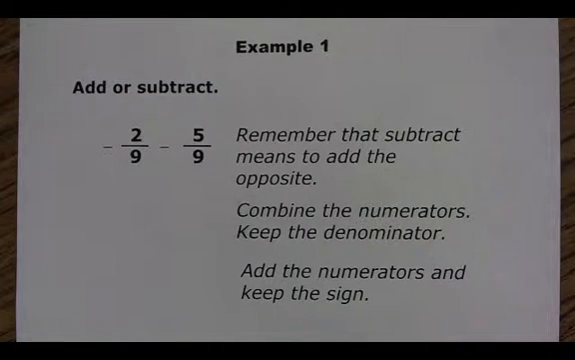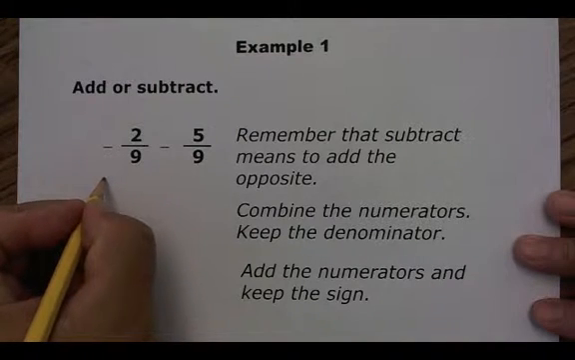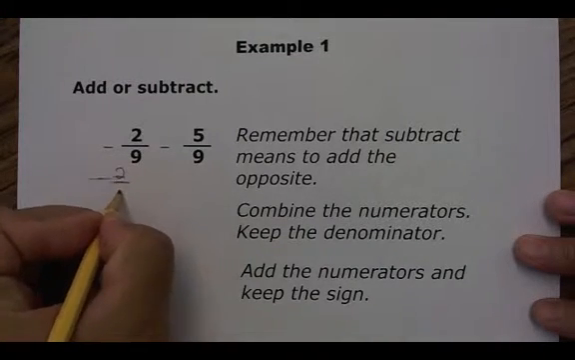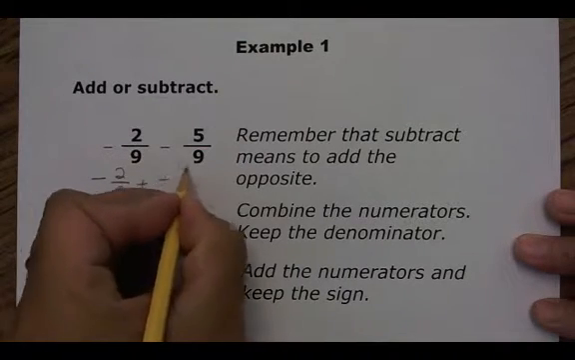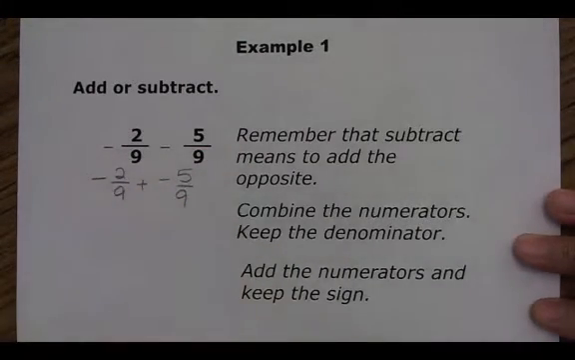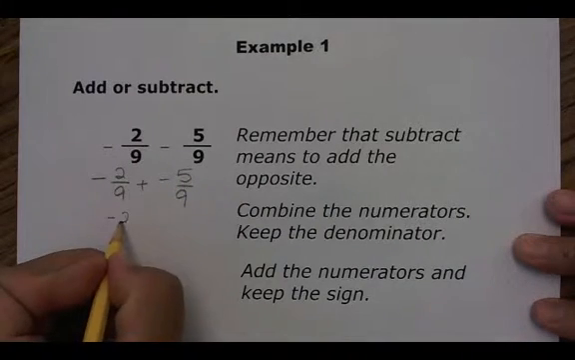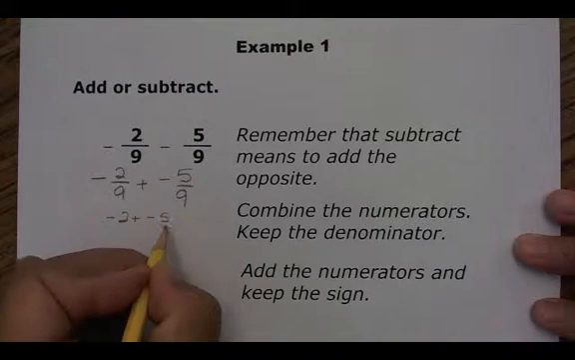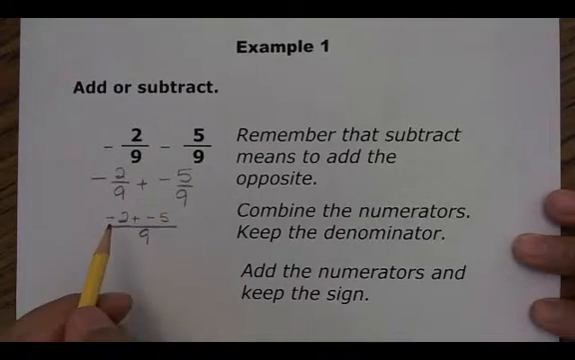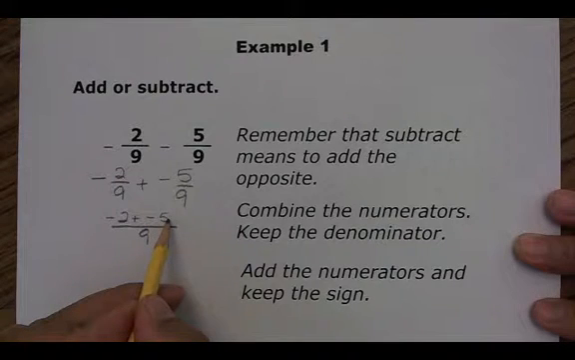Example 1 for fractions. So what we're going to do first is rewrite this expression, negative 2/9 minus 5/9. Just remember that subtract means to add its opposite, so really this means negative 2/9 plus negative 5/9. Alright, and since we have common denominators, we can combine the numerators. So in this case, it's negative 2 plus negative 5/9. And negative 2 plus negative 5, the signs are the same.